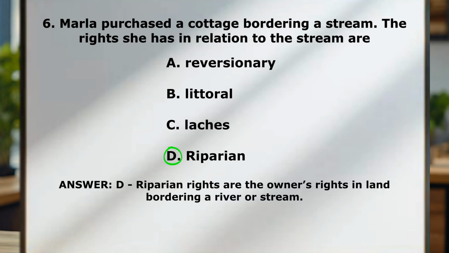Riparian rights are the owner's rights in land bordering a river or stream. I want to say that I got this one wrong on my test. Make sure you know the difference between those water rights and which one is attached to what. Riparian is attached to a river or stream.